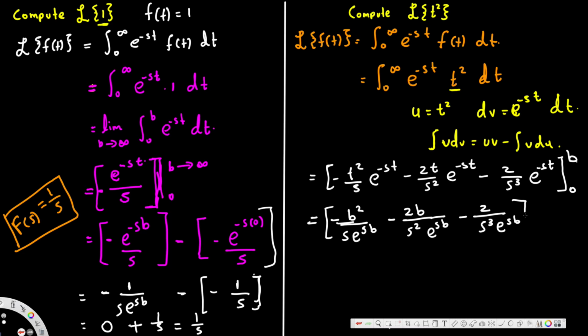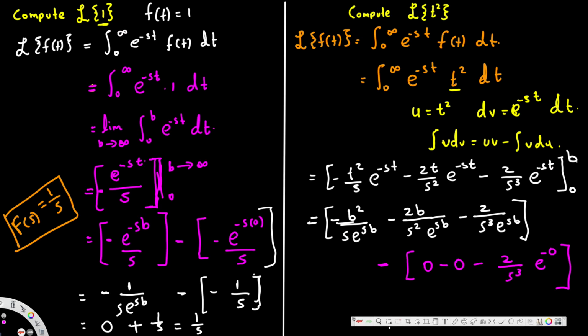Now this is for when we substitute b, then we are going to substitute 0. So minus, if we substitute 0 for this term, the first one is going to be just 0, because we have 0 here. This one is also 0. The third term remains 2 over s cubed times e^(-s times 0), that's going to be just 0 for the other terms. Okay, I substituted b and 0.